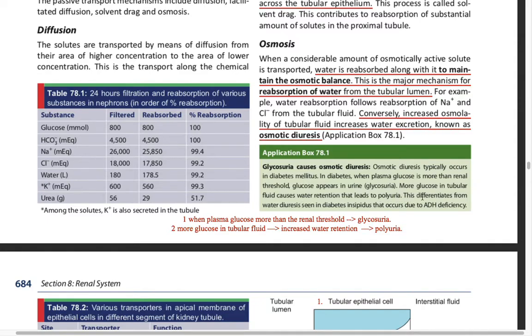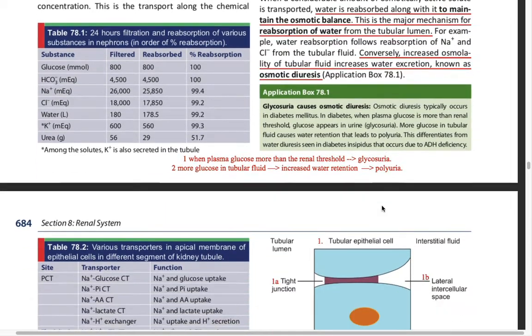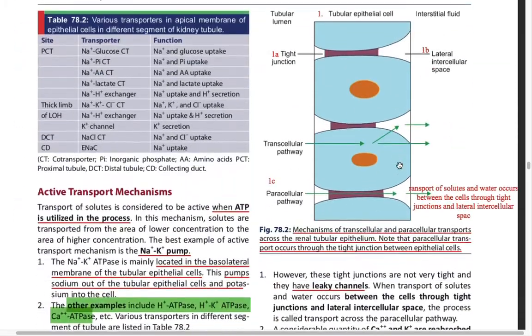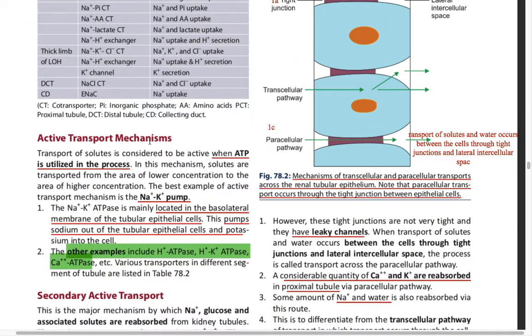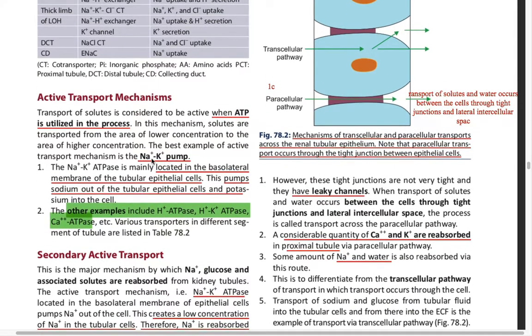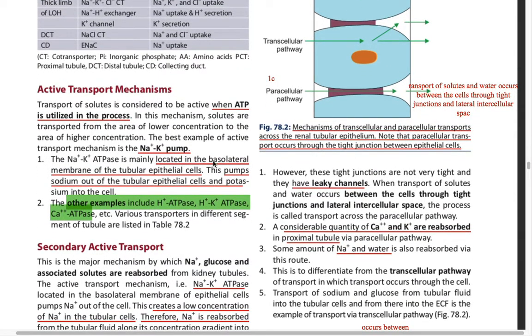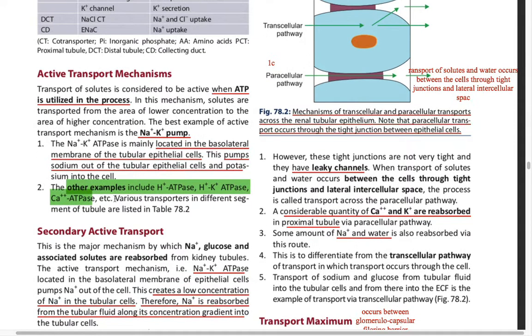This differentiates from the water diuresis seen in diabetes insipidus that occurs due to ADH deficiency. Coming on to the active transport mechanism, it is a mechanism which utilizes ATP. For example, the Na plus K plus pump located in the basolateral membrane of the tubular epithelial cells pumps sodium out of the tubular epithelial cell and potassium into the cell. Other examples include H plus ATPase, H plus K plus ATPase, and calcium ATPase.